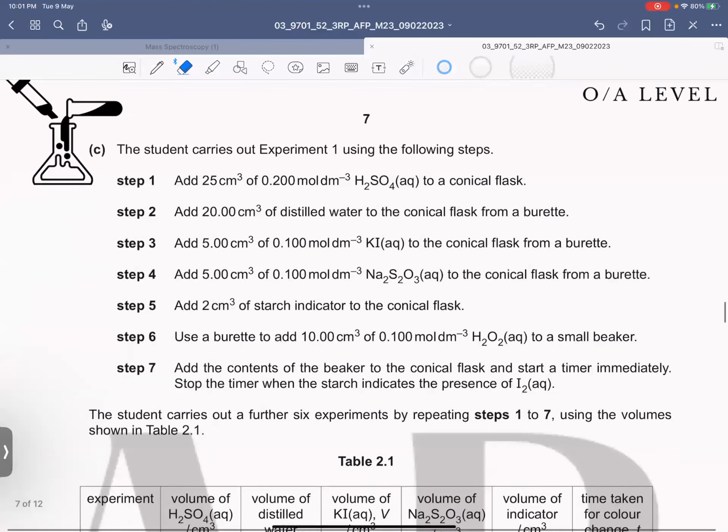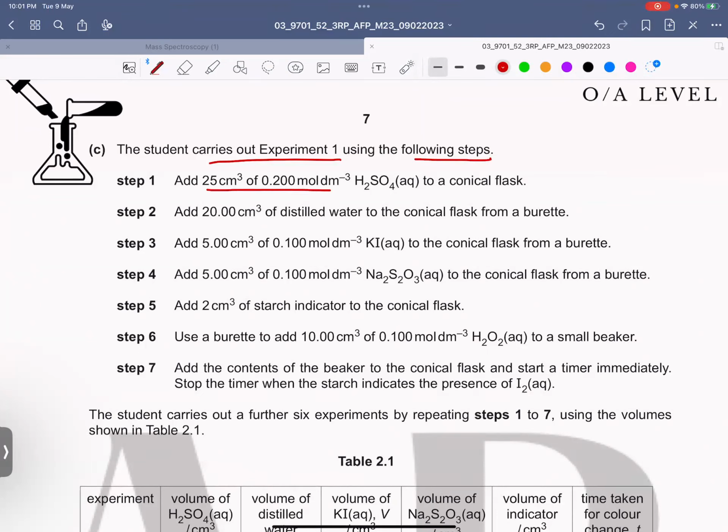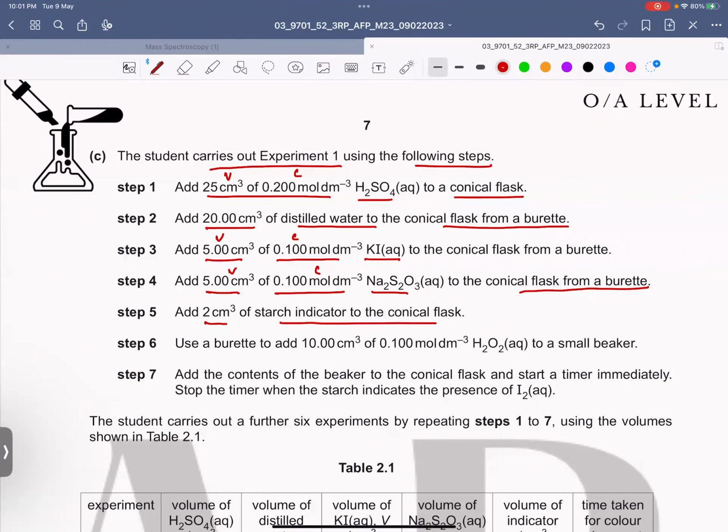Now, the student carries out experiment one using the following steps. Add 25 centimeter cube of 0.2 mole per dm cube sulfuric acid to a conical flask. It's a volume and the concentration. Add 20 centimeter cube of distilled water to the conical flask from a burette. Add 5 centimeter cube of 0.1 mole per dm cube potassium iodide to the conical flask from the burette. Add 5 centimeter cube of 0.1 mole per dm cube sodium thiosulfate to the conical flask from a burette. Add 2 centimeter cube of starch indicator to the conical flask.